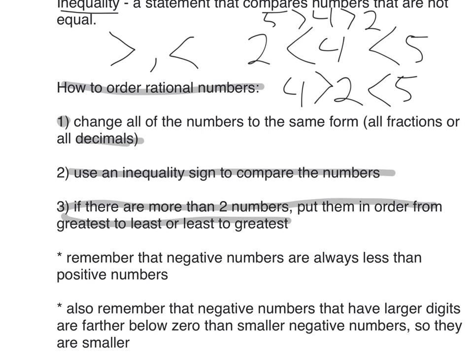Now, this is important, remember that negative numbers are always less than positive numbers. It doesn't matter how big it is. So, negative 1 million is still less than 2.